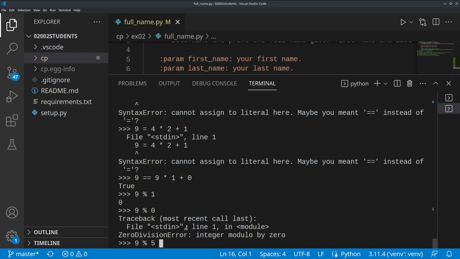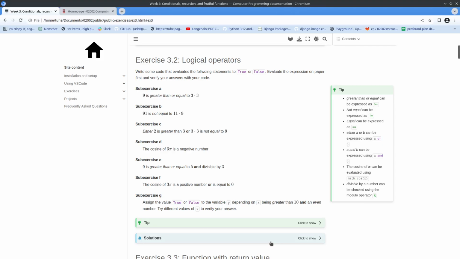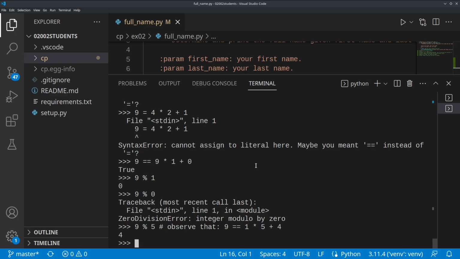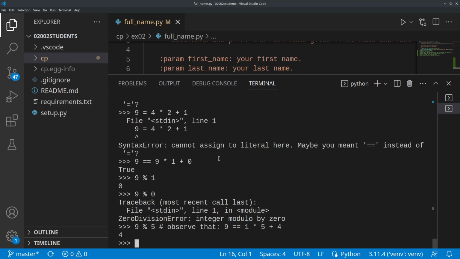Well, in this case, we need to observe that 9 can be written as 1 times 5 plus 4. So in that case, the modulus is going to be 4. And it is. Okay, that was a really long story and I got a little bit sidetracked. But 9 is greater than or equal to 5, so now we know how to write it basically. We can look at a case where it's divisible by, that was where I got sidetracked, sorry.